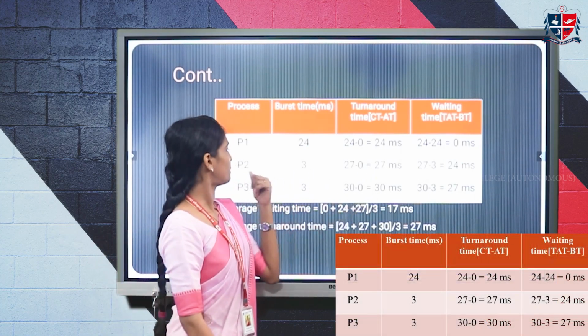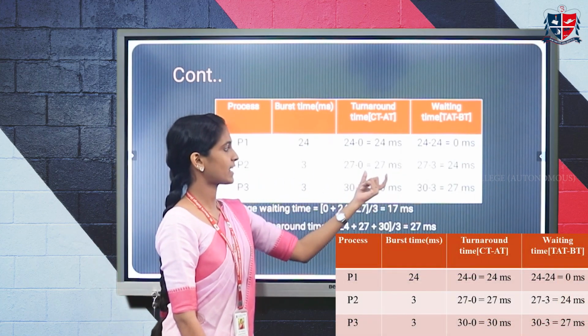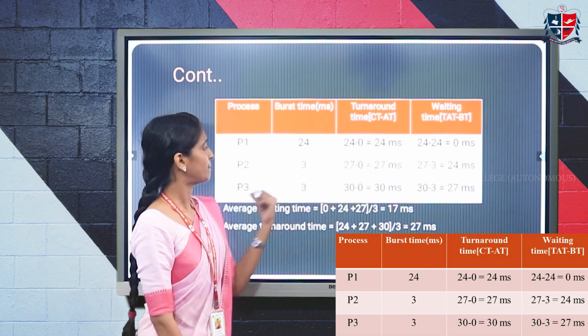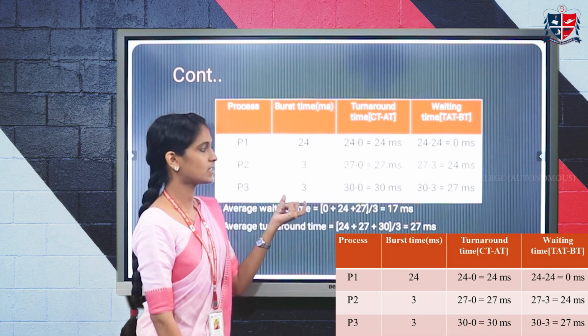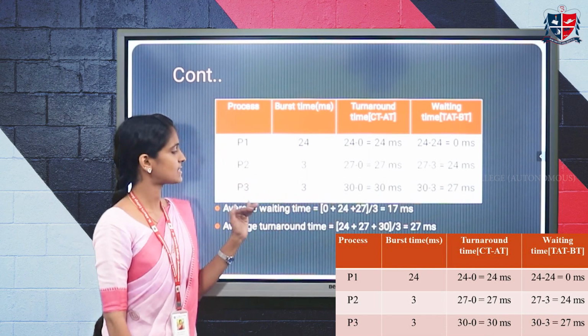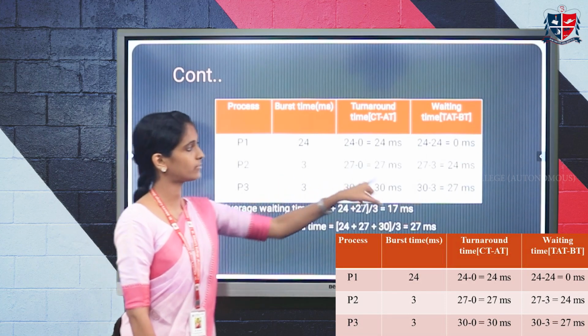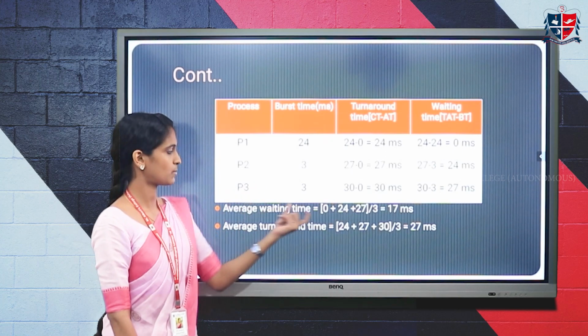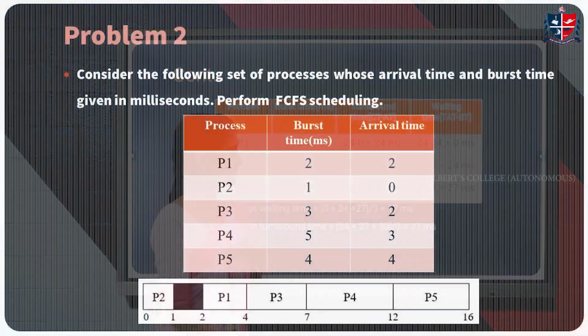That is, for P2 the waiting time is turnaround time 27 minus 3, which is equal to 24. Whereas for P3, that is 30 minus 3, which is equal to 27. Likewise, we calculate the average waiting time. That is, the average waiting time is equal to the sum of the waiting times divided by the number of processes, that is 3, and you will get 17 milliseconds.